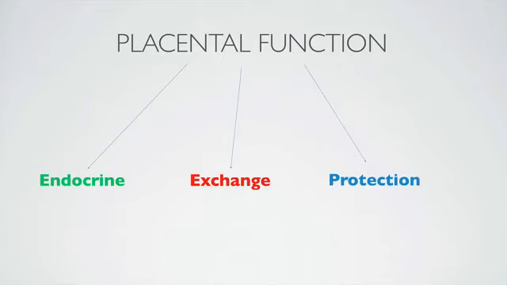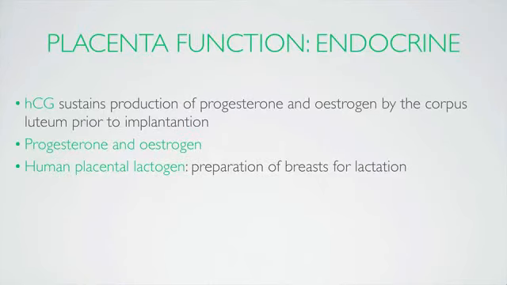So the main 3 functions of the placenta are endocrine functions, exchange functions, and protective functions. Endocrine functions involve HCG, which sustains production of progesterone and estrogen by the corpus luteum. And HCG then goes into the urine, and this is what forms a positive pregnancy test. The other endocrine functions of the placenta are to produce progesterone and estrogen, essential for the ongoing of the pregnancy, and human placental lactogen, which prepares the breasts for lactation, otherwise known as breastfeeding.